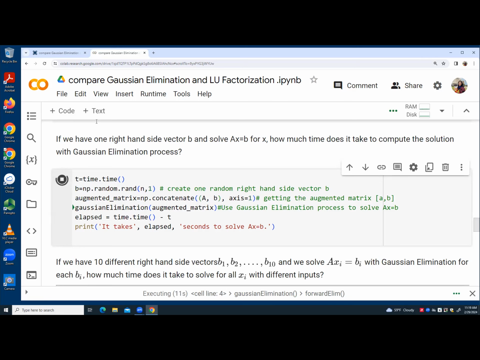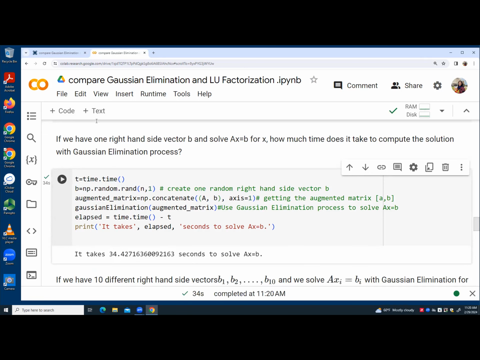So you could see we need to wait for some seconds. That's bad. It's already 20 seconds, 22 seconds. Okay, let's wait. Okay, 34 seconds, just for one input.